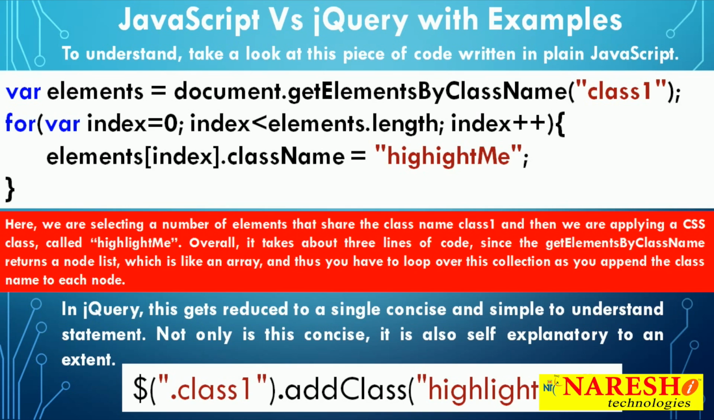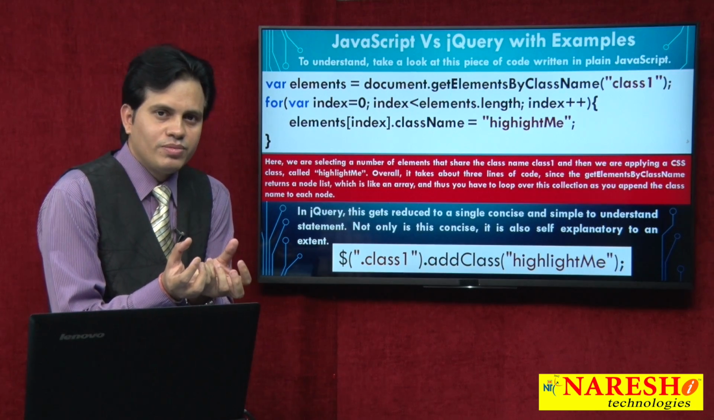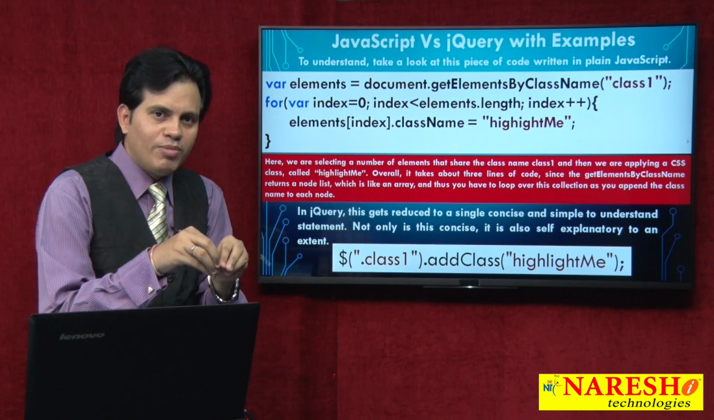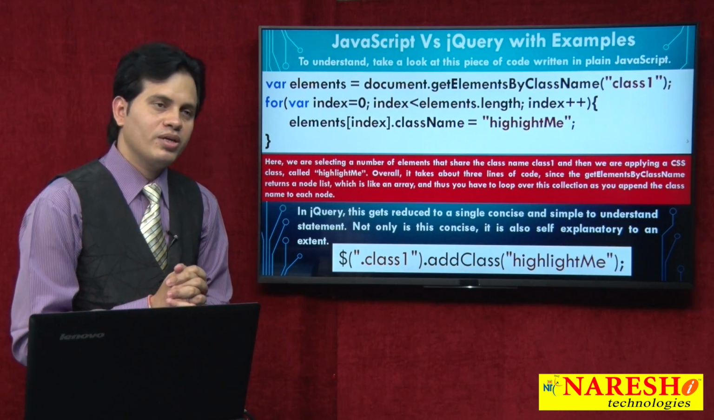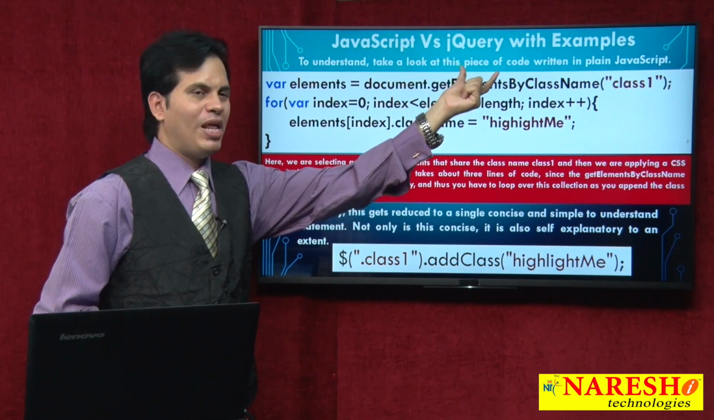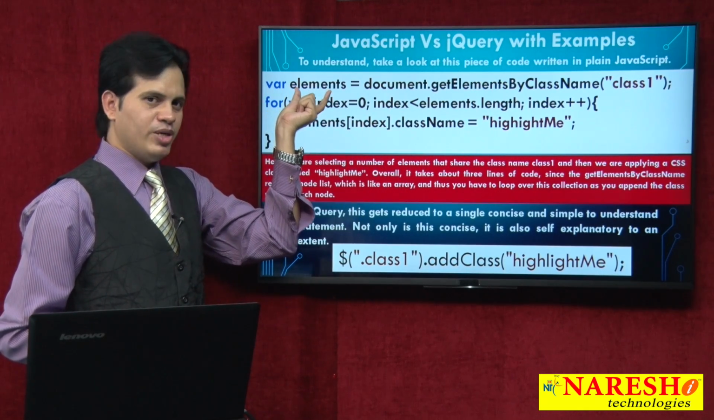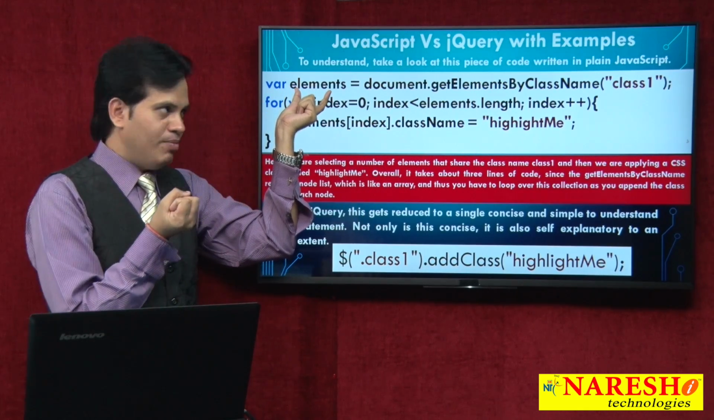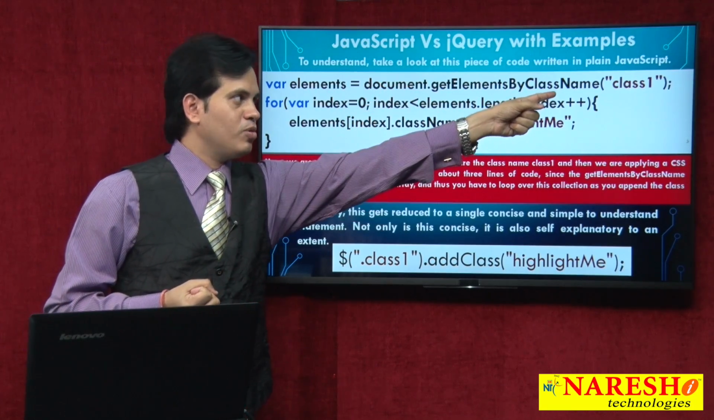What I want in my example is to fetch all the elements in the document which use a class of class1, and on those elements I want to append another CSS class, named highlight me. So to understand, take a look at this piece of code written in plain JavaScript. In the first statement, I am fetching all elements of the document by the class name called class1.